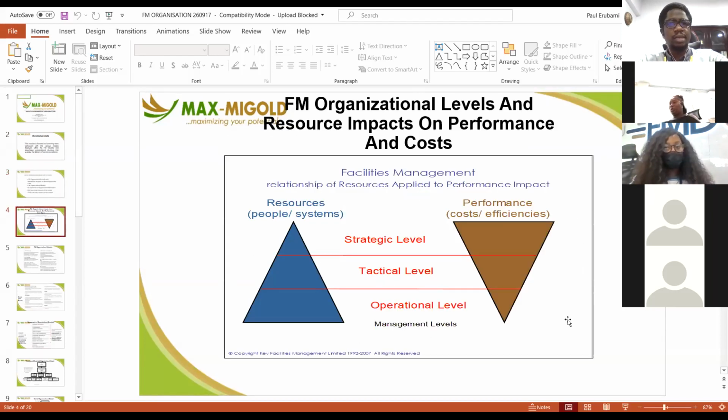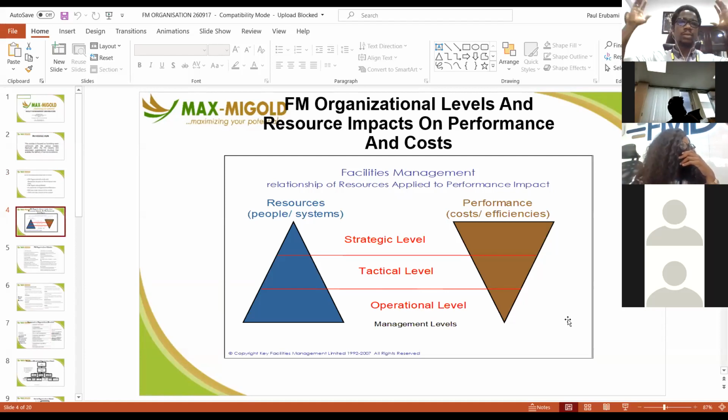So it's important that as facility managers, our careers typically start at the operational level. Most people don't start their careers at the strategic level. You don't often come out of secondary school or have a diploma or a degree and be made the strategist or the top level. You start at the operational level. And at the operational level, basically what you are doing is hands-on.